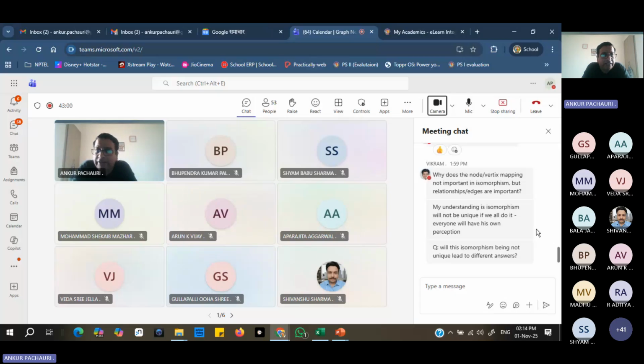I think the final statement can be made about the isomorphism only if we come up with the node one-to-one mapping. Okay, so I think this statement is not correct. Vertex mapping, if you're talking about the sequence, you'll have to come up with the sequence. But relationship edges are important. I think both are important, and node one-to-one mapping is the final phase of saying yes.